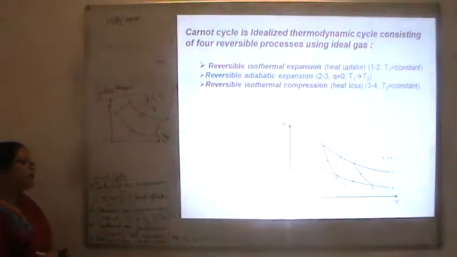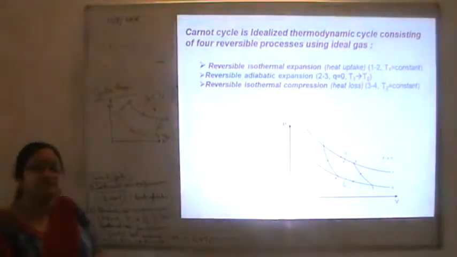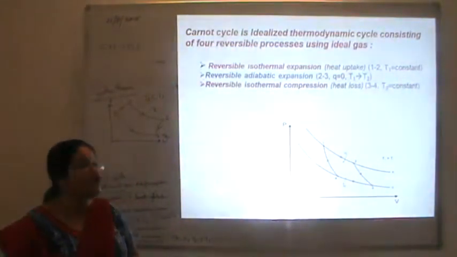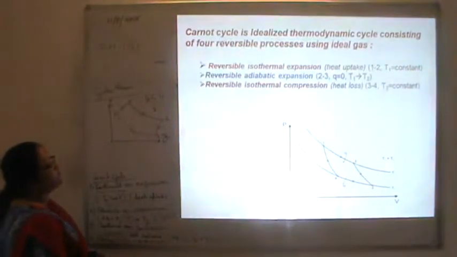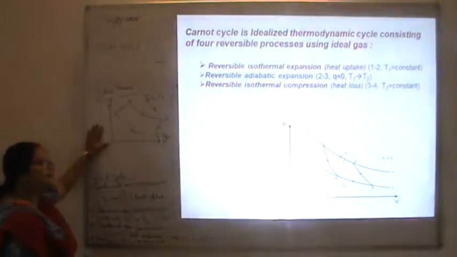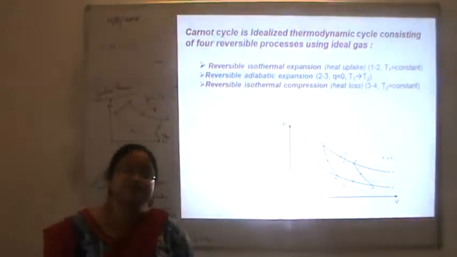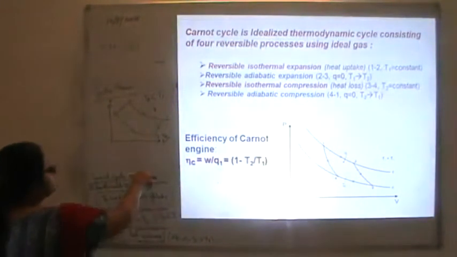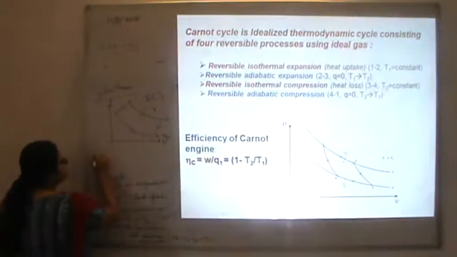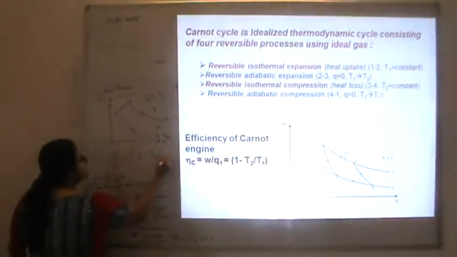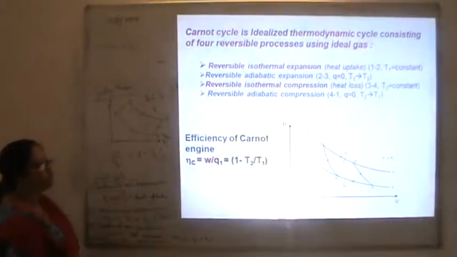So this is the Carnot cycle or Carnot engine. It is a hypothetical engine, an idealized thermodynamic cycle consisting of four reversible steps using ideal gases. The efficiency of this Carnot cycle is work done by heat absorbed, which is 1 minus T2 by T1. This is the efficiency of the Carnot engine.